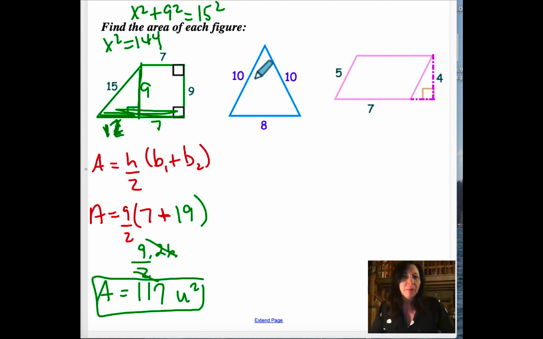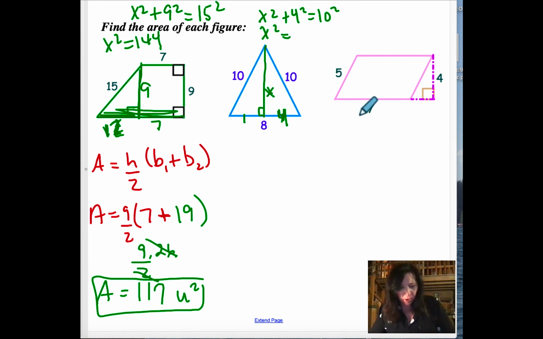Okay, isosceles triangle. This right here breaks down again. Remember, 4 and 4. So this little length is 4. I'm going to find the height so that I can use 1/2 base times height. So I'm going to go x squared. This is a 4. X squared plus 4 squared is equal to 10 squared. So we go x squared is equal to 100 minus 16 is 84.